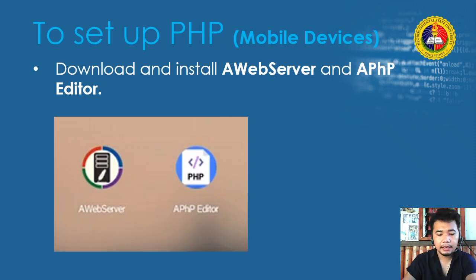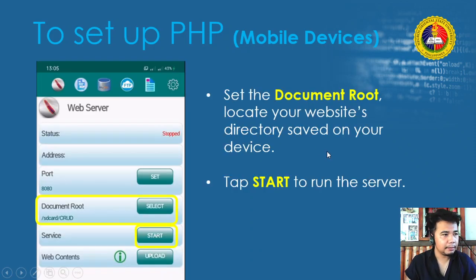Make sure to download and install this so that you'll be able to build websites using your phone. Once you've already installed this application, you can now start setting up the PHP and MySQL on your device. First is to open it up and then set the document root. So what does it mean? Basically, you are going to set up the htdocs, like in XAMPP or the local host, for your website.